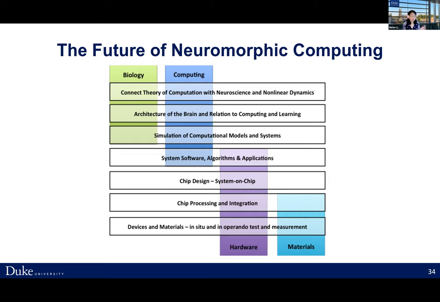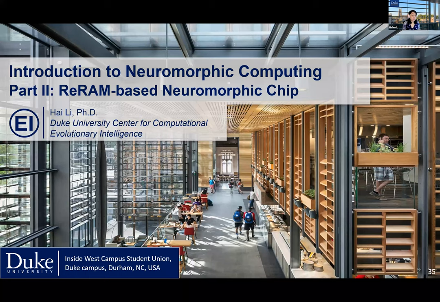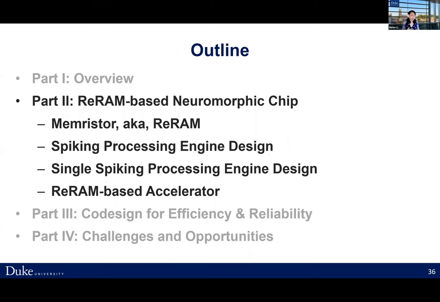Afterwards, I will introduce some of our research work in the area. I will start with system designs, or chip designs, majorly focusing on RRAM-based neuromorphic chip design, and then I will move to the software and hardware co-design part. In part two, I will start with an introduction of the memristor, and then move to spiking processing engine design, which will have quite detailed explanations. For the following parts, I will quickly go through single spiking processing engine design and accelerator design. Those are brief and quick.